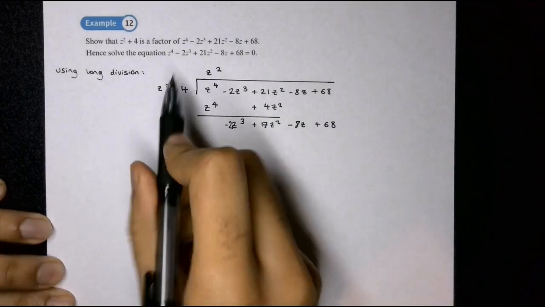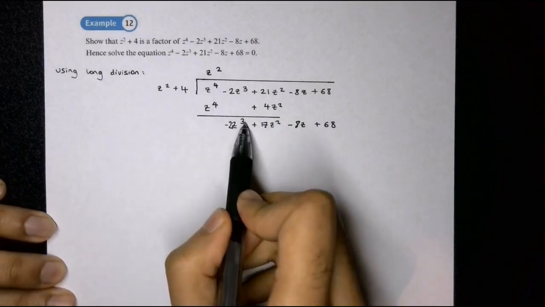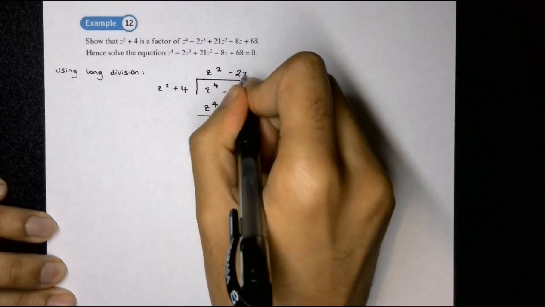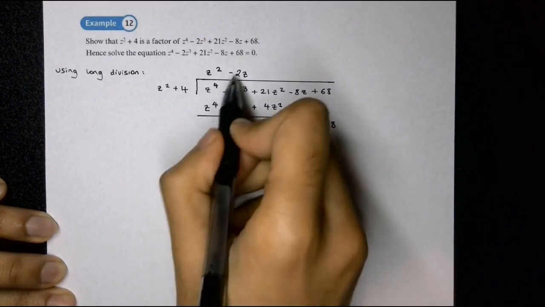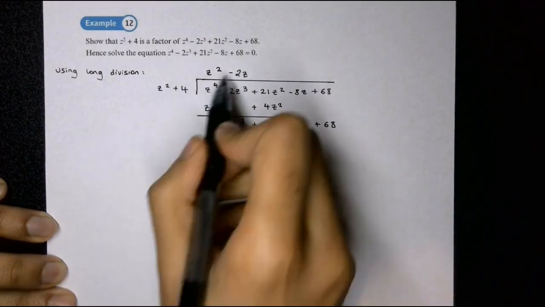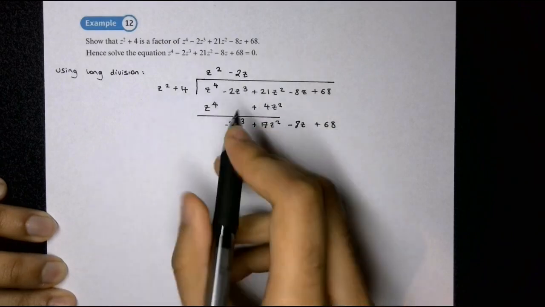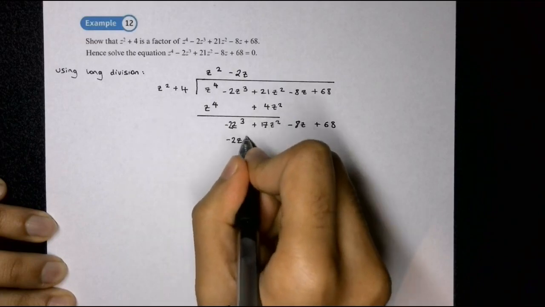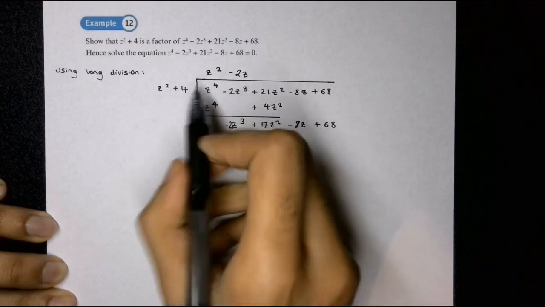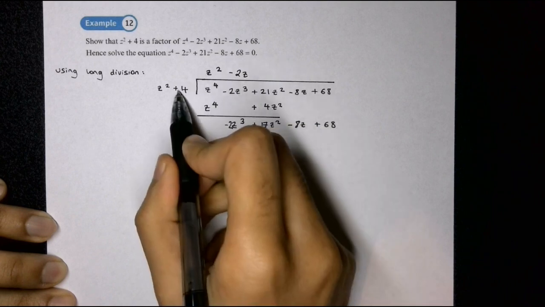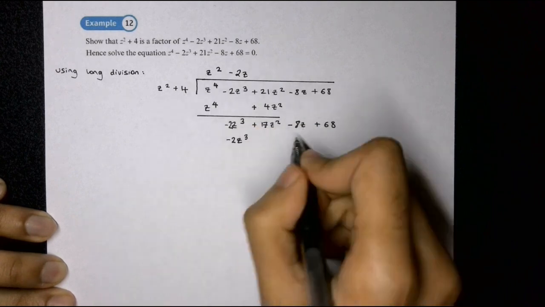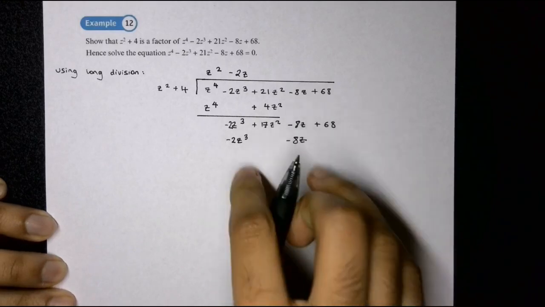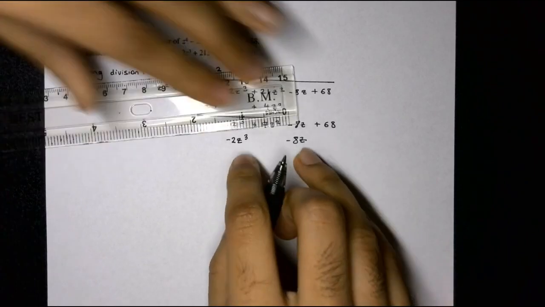We then think to ourselves, z squared times by something gives minus 2z cubed. What's that something? Well, that will be minus 2z. And then we multiply this minus 2z by this result here. Minus 2z times by z squared, that will be minus 2z cubed. Minus 2z times by 4, that will be minus 8z. So, we then subtract these results.